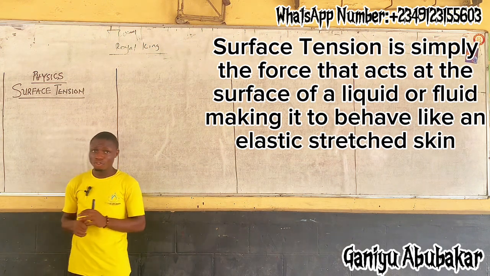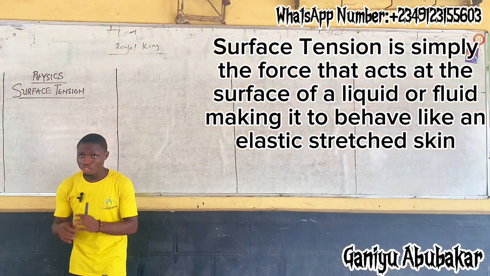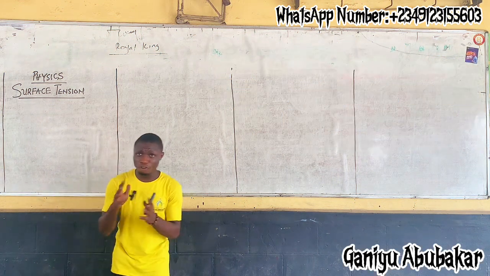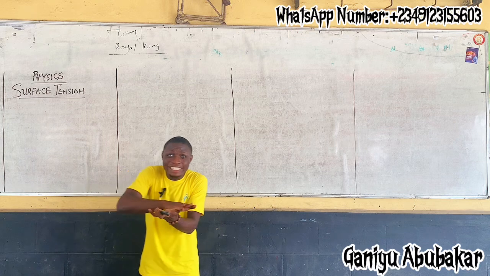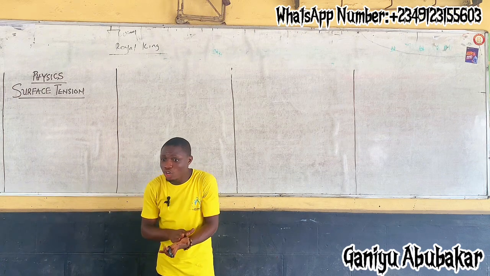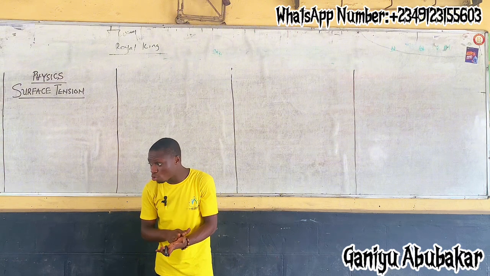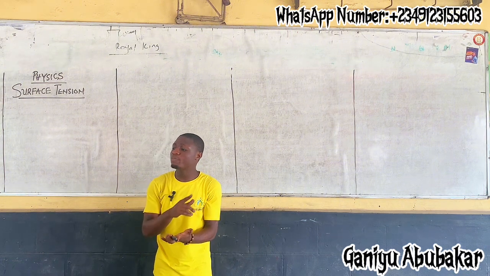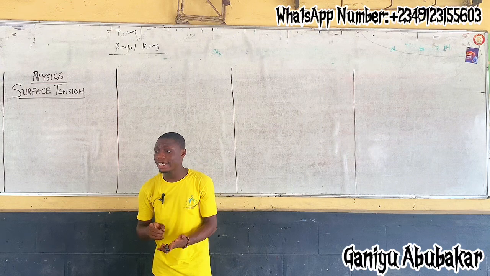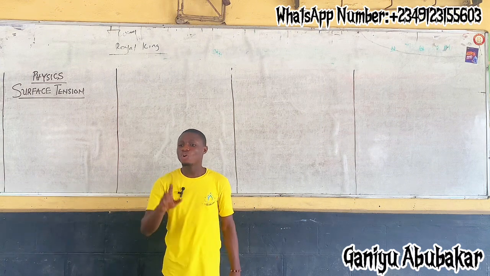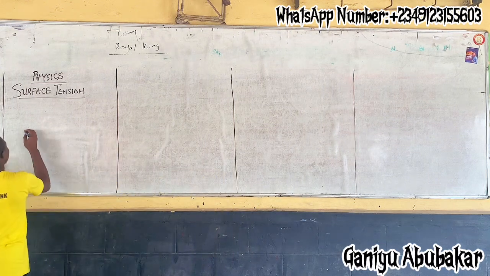So look up, please. Surface tension is the force that acts at the surface of a liquid, or fluid if you want to, making it behave like an elastic stretched skin. Hold on. Look up.